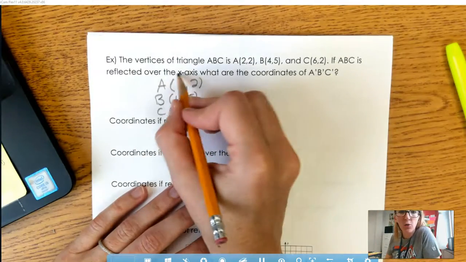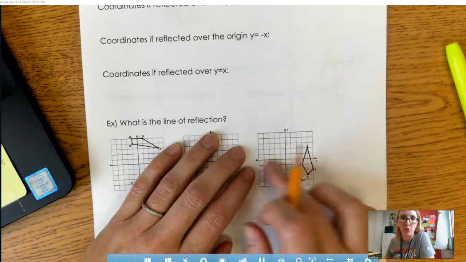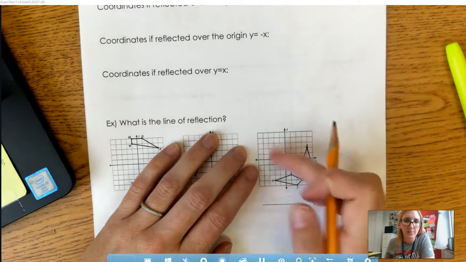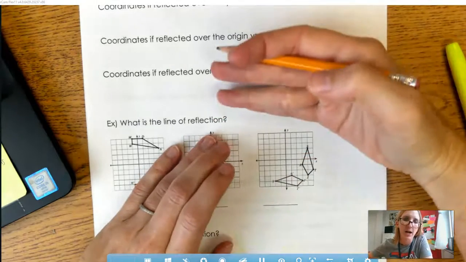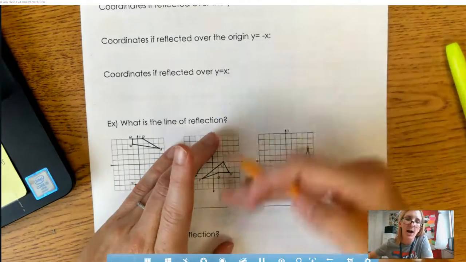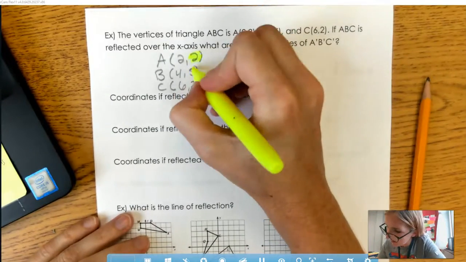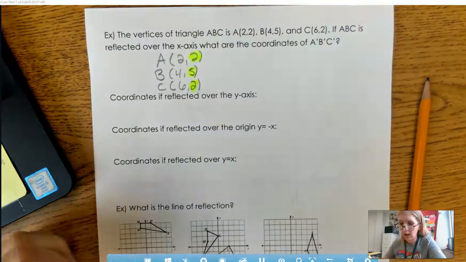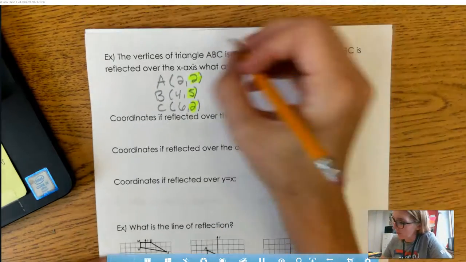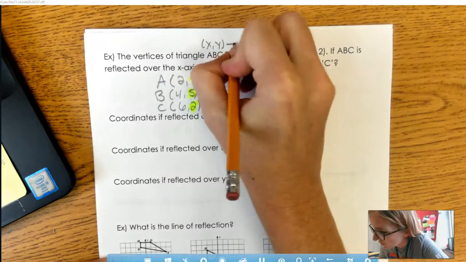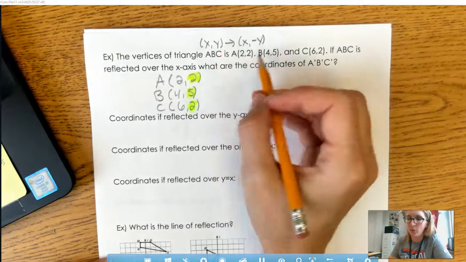So if I'm going over the x-axis, I want you to think about this. Go ahead and look at an x-axis down here. If I was flipping over an x-axis, I'm flipping it from either up top to the bottom or from the bottom to the top. So I'm changing the sign of the y. So what I'm going to do is highlight the y in every single point. You could highlight or you could circle. So when I'm reflecting over the x-axis, my rule is that I change the sign of the y. So everything stays the same except for the sign of the y.